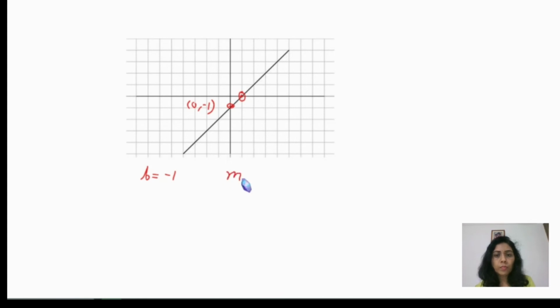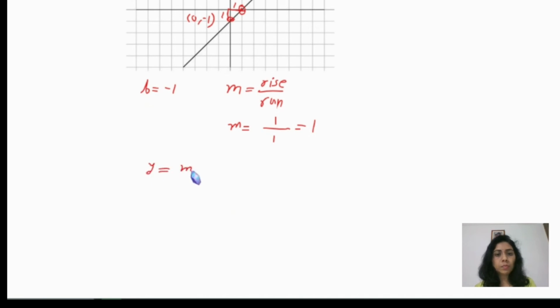So slope is rise upon run. Now we make a triangle, this one and this one. From here we are going up. Up means positive. And how many blocks do we count? Here one. So one rise. Go right one block. So run is one, right side means positive. So we get this. What is the m value? 1.